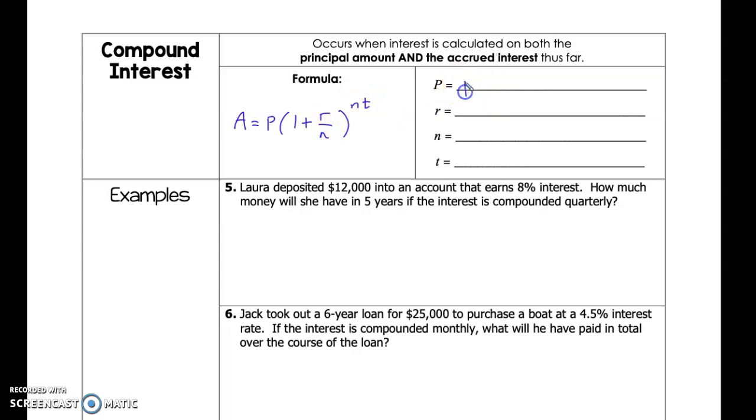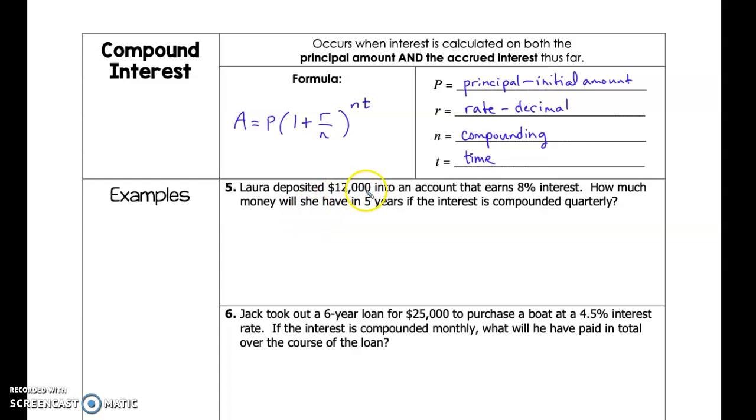multiplication right there. P is your principal, your initial amount, or initial investment. Okay, R is your rate, remembering to write it as a decimal. Otherwise, you'll get absurdly high answers. N is the number of times it compounds per year. And T is time. All right, so let's take a look at the first one.